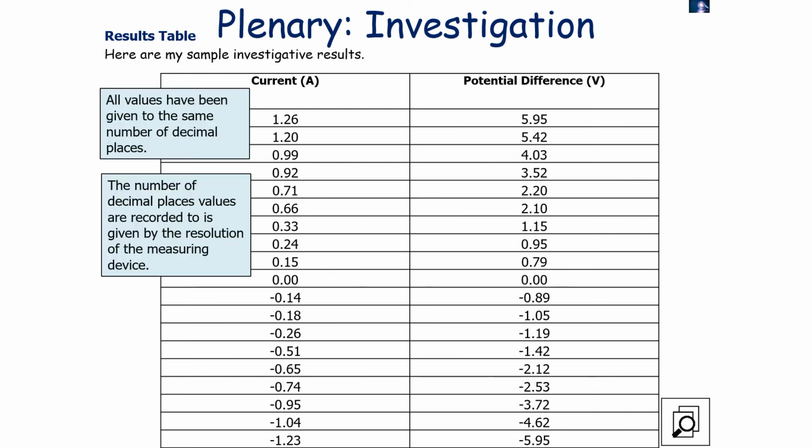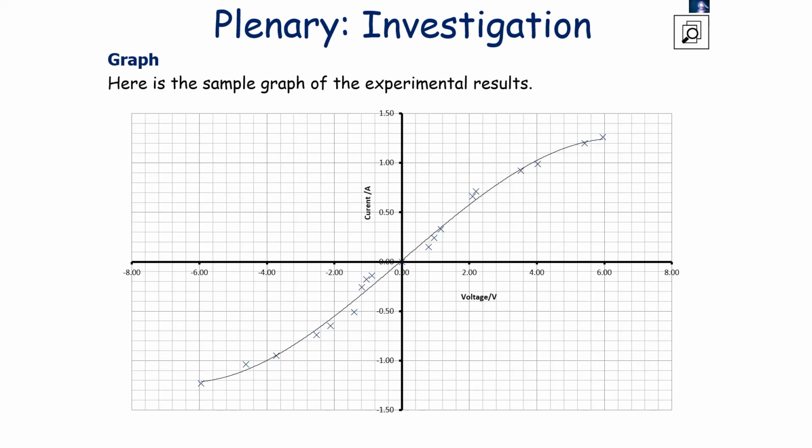A few things to note: all the values have been given to the same number of decimal places, and the number of decimal places recorded is given by the resolution of the measuring device. So our voltmeter and our ammeter can read to 2 decimal places, so our values are given to 2 decimal places. Now here is a sample graph of the experimental results.